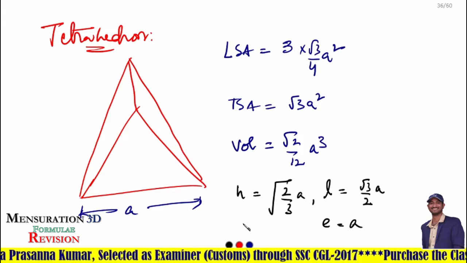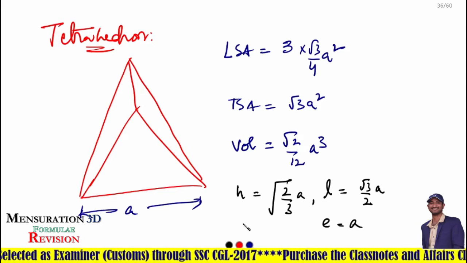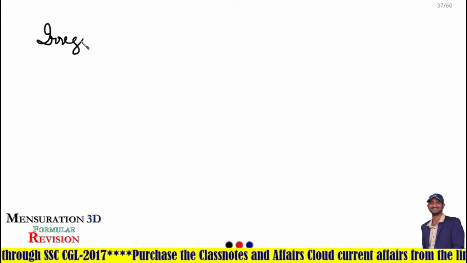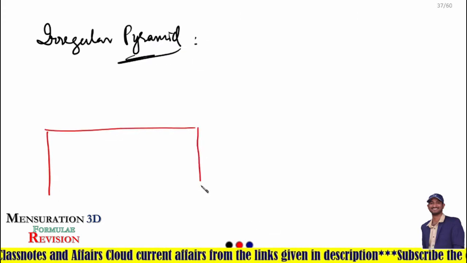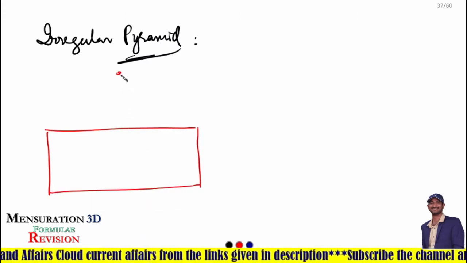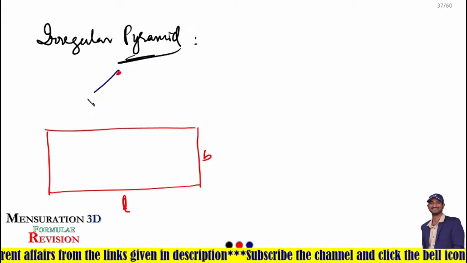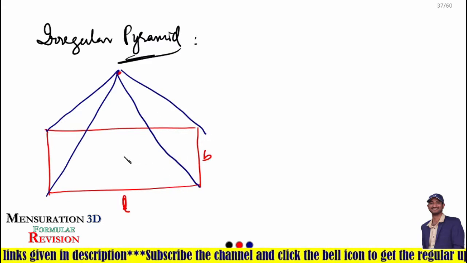Okay, this is a regular pyramid whose faces are equilateral triangles. When you talk about an irregular pyramid, it is nothing but a pyramid whose base polygon is irregular. In the irregular pyramid, only the rectangular pyramid is important for our exam. Suppose the base polygon is a rectangle whose dimensions are l and b, then this pyramid is called a rectangular pyramid.